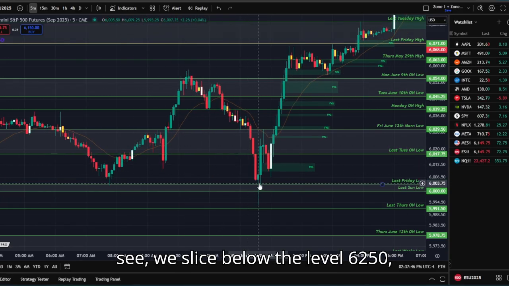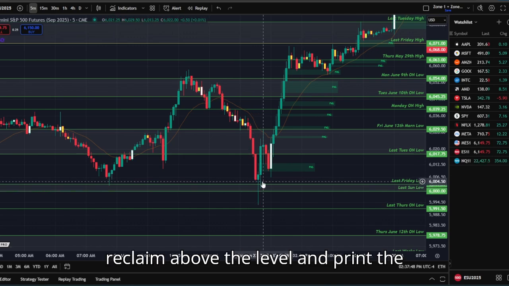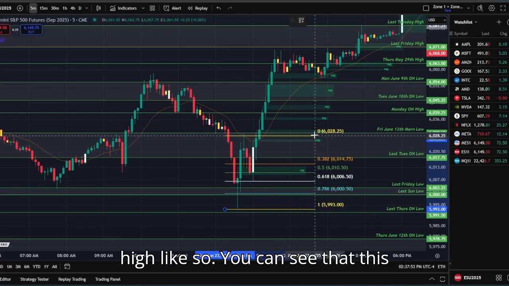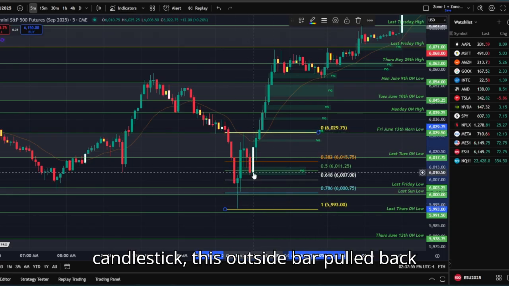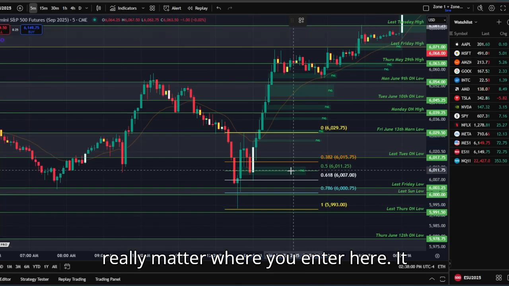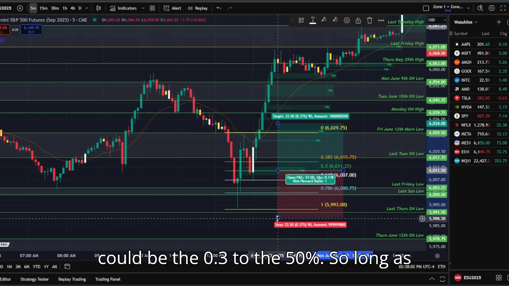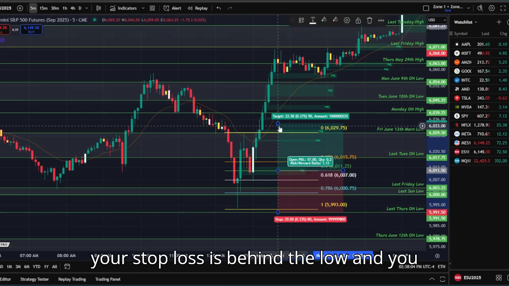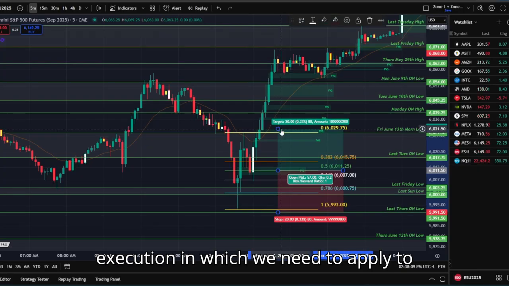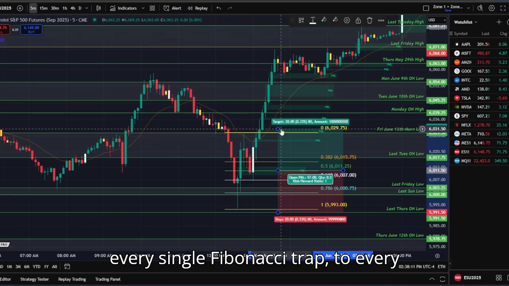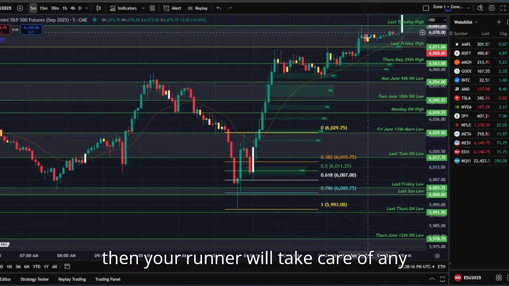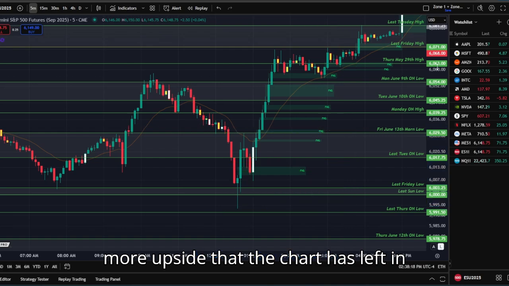So as you can see, we slice below the level, 6,250, reclaim above the level, and print the Fibonacci trap. Right? If I draw a low to high like so, you can see that this candlestick, this outside bar pulled back into the RTH low. But again, it doesn't really matter where you enter here. It could be the 0.382, the 50%, so long as your stop loss is behind the low and you hunt your 1 hour target. That is the execution which we need to apply to every single Fibonacci trap setup, right? And then your runner will take care of any more upside that the chart has left in store.